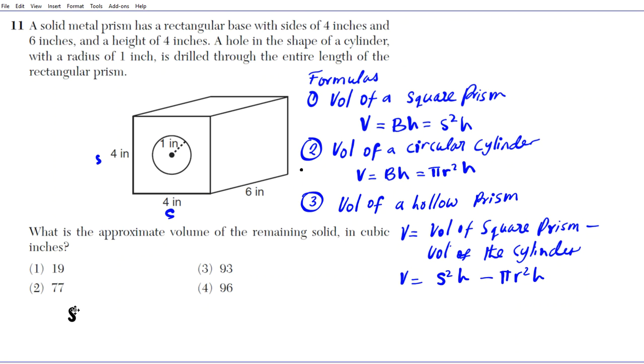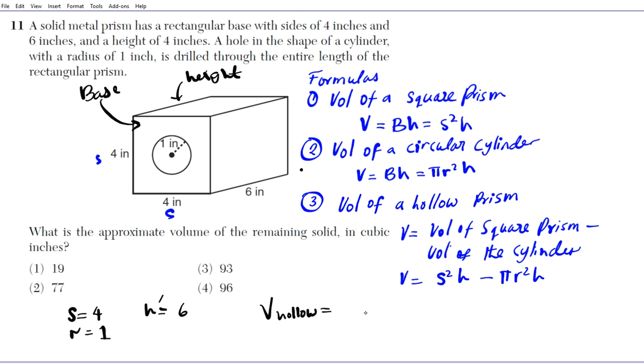So let's list those. S is 4. That's the square base. This entire region right here is the base, and this is the height. So S is 4. The radius is 1, and the height of the hollow prism is going to be 6 inches long. So the volume of our hollow prism is going to be S squared H minus pi r squared H.